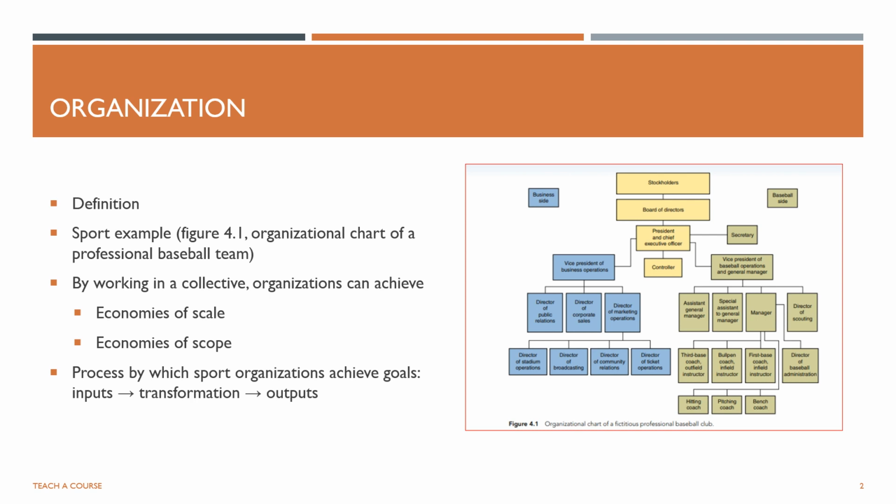Here it is conceptualized that a variety of people and groups work collectively. One person would almost certainly be unable to perform all the tasks and responsibilities required for the baseball organization to achieve its goals and objectives. But by working collectively, they can reach those organizational objectives. Organizations can achieve economies of scale and economies of scope.